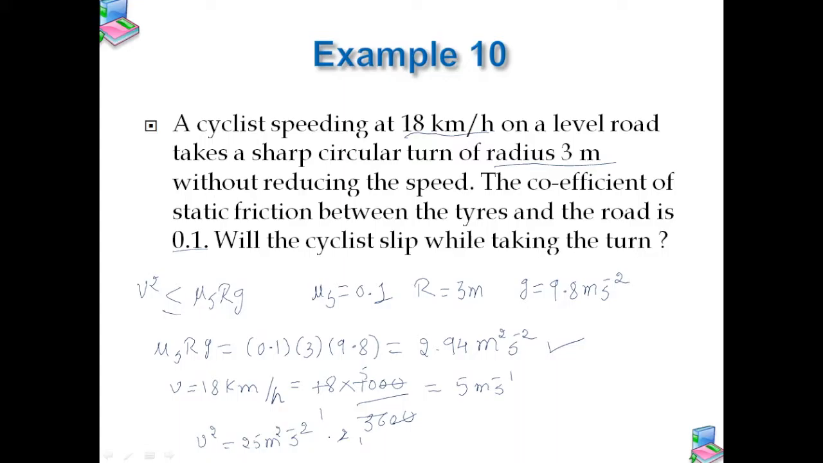So the condition is not obeyed. Here v square is not less than mu s Rg if you compare these two. So the cyclist will slip while taking the circular turn, isn't it? Yes.